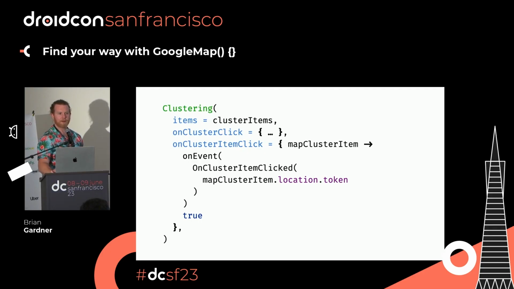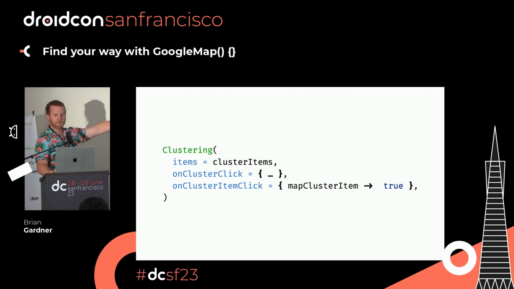One thing before I almost forget, these functions return a Boolean value. This basically tells the system whether or not it should pass the click event to the Google Map composable as well. If you return true, that means that you have handled the click event and it doesn't need to pass it through. If you return false, that means it's going to pass it to the map. The default behavior when the user taps on the map is it just centers that particular location.